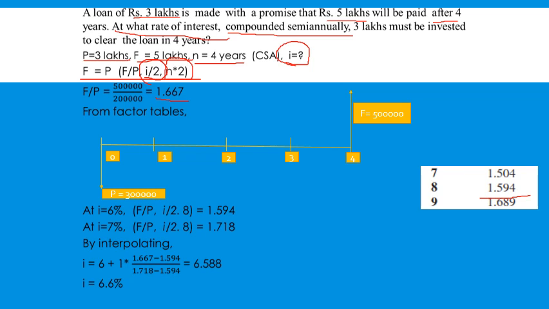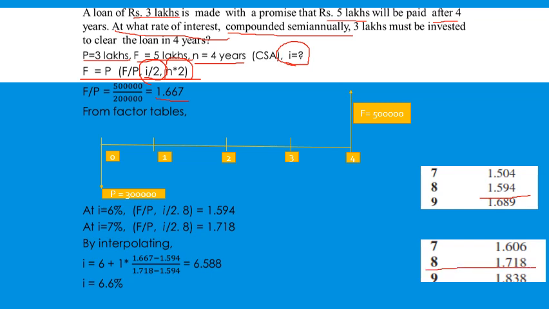Let me check it up for 7%. How much do I get? For 7% at N is equal to 8, it is 1.718. So 1.667 is not exactly available. So at 6% the value is 1.594. At 7% the value is 1.718. Again I have to do the interpolation between these two. Same method I have used here.